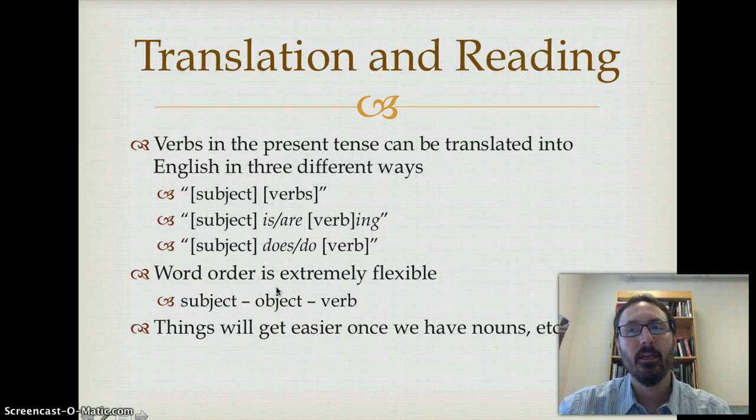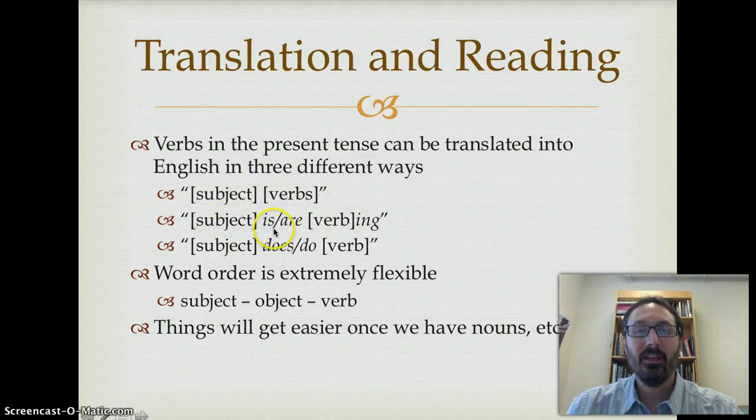When translating, Latin verbs can be translated into English in different ways depending on the sentence it's in. The simplest way to translate a Latin verb is simply the subject verbs, as in laudo, which means I praise. Another way to translate it is to use is or are verbing, right? As in Bill is praising is a perfectly good translation of just Bill laudat. Right? Or you could translate it as the subject does verb, as Bill does verb.